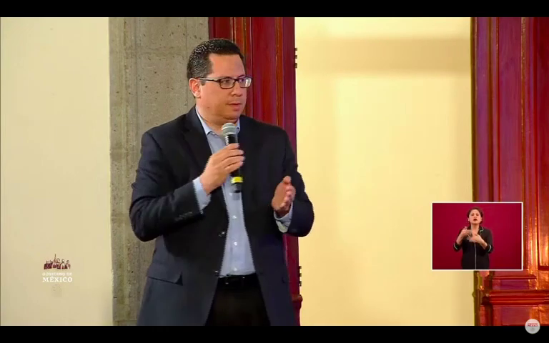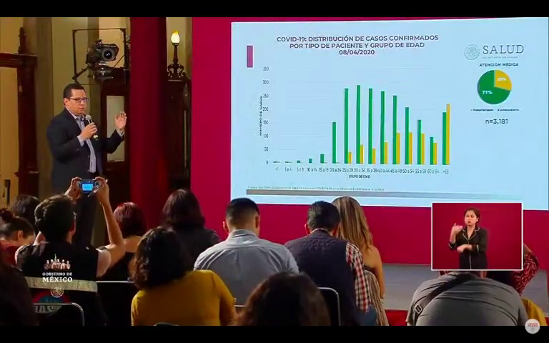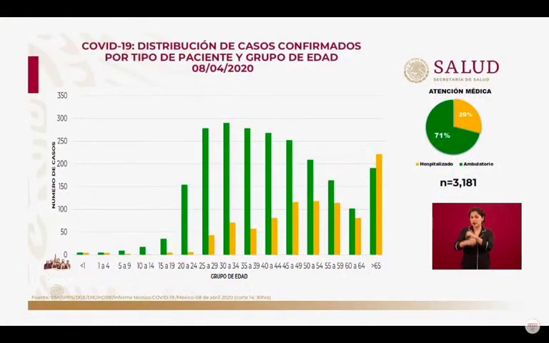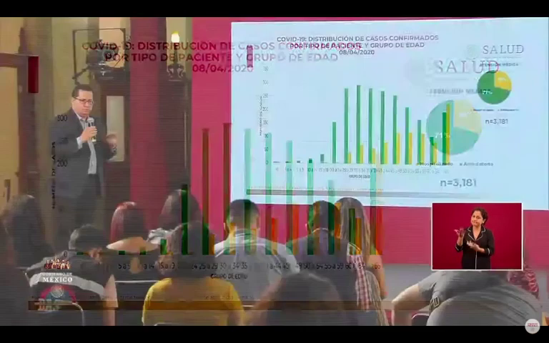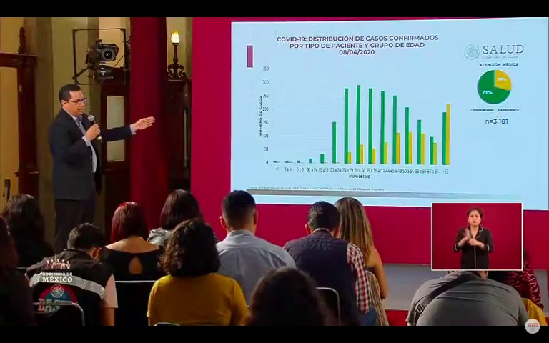Here we can look at the same age distribution, but taking into account the inpatient-outpatient relation. We can see how there is an increase in the number of patients over 65 who have had to be hospitalized. We have 70%, 71% of outpatients as compared to 29% of inpatients. And as we've said, these senior citizen groups have a higher risk not only of contracting the disease, but also of presenting more severe symptoms or complications once they get infected.